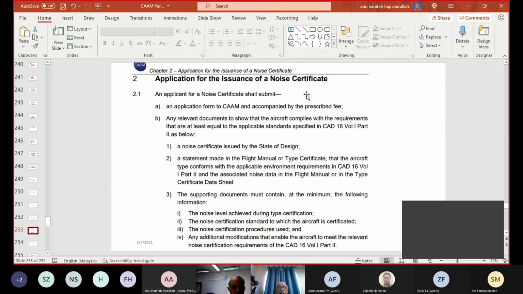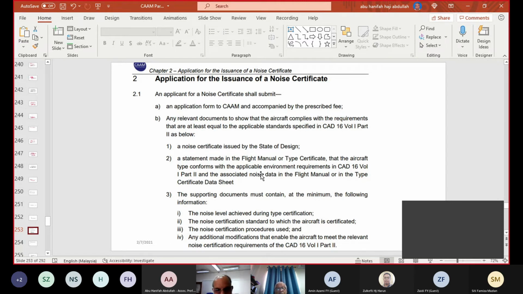Applicability. Application for issuing noise cert. An application for noise cert shall submit an application form and any relevant document to show the aircraft complies with requirements that are at least equal to the applicable standard specified in the CAD 16 Volume 1 Part 2 as below. Noise cert issued by the state of design. A statement made in the flight manual or type certificate that the aircraft type conforms to the applicable environmental requirement in the CAD 16, which is noise, which is environment, associated with noise data in the flight manual. Supporting document must contain at minimum the following: noise level achieved, noise certification standard, noise cert procedure used, and additional modification enabling the aircraft to meet the relevant noise cert.